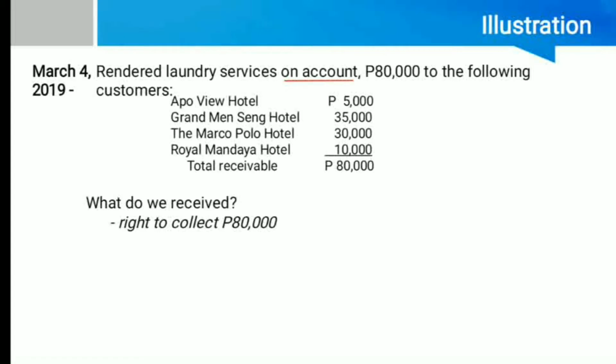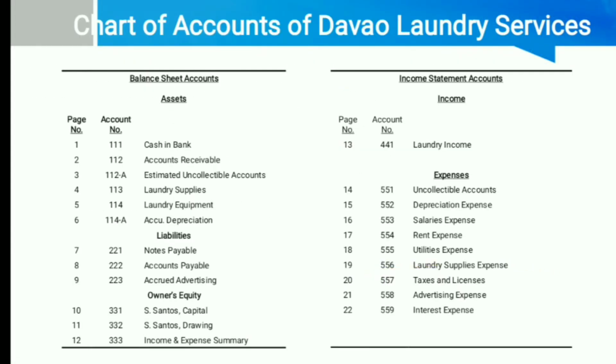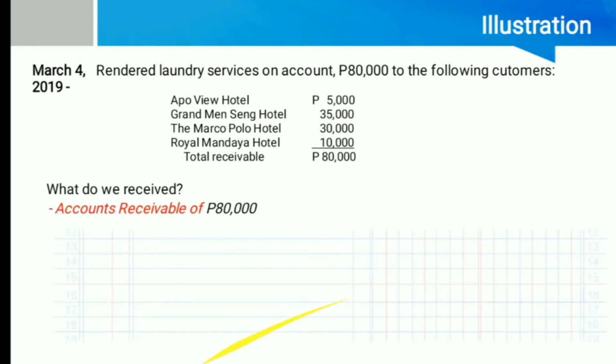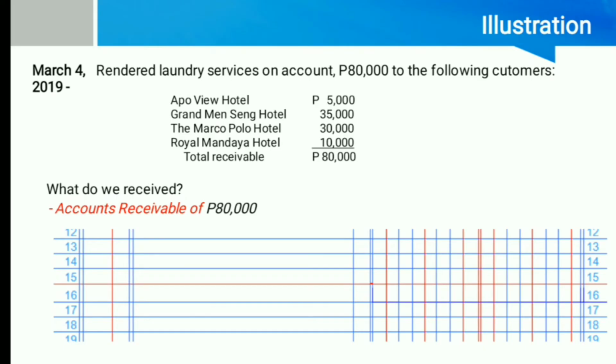So, therefore, the appropriate account title to be used for this receivable is accounts receivable. Okay, so our debit entry would be accounts receivable of 80,000 pesos. So here in our general journal, we're going to write the date, which is 4 for March 4. So we have here a debit entry, accounts receivable of 80,000 pesos.